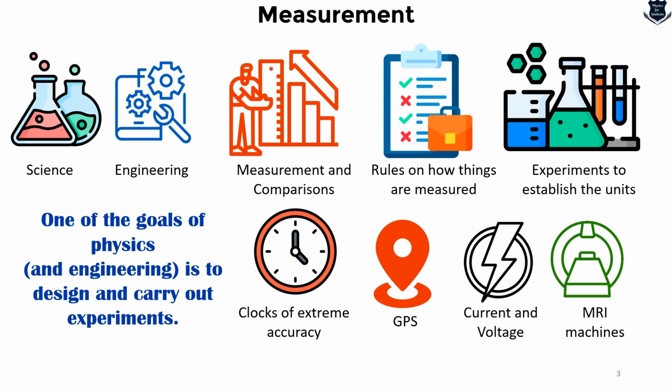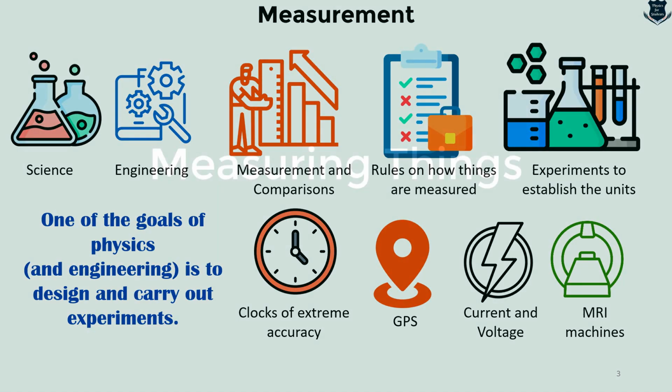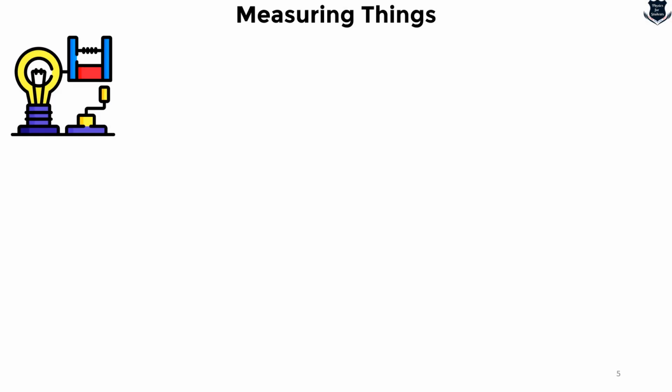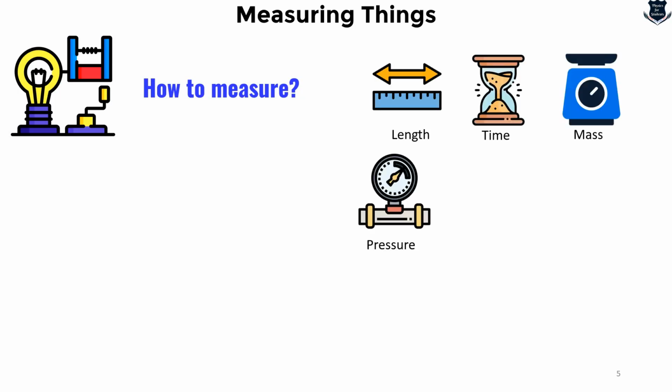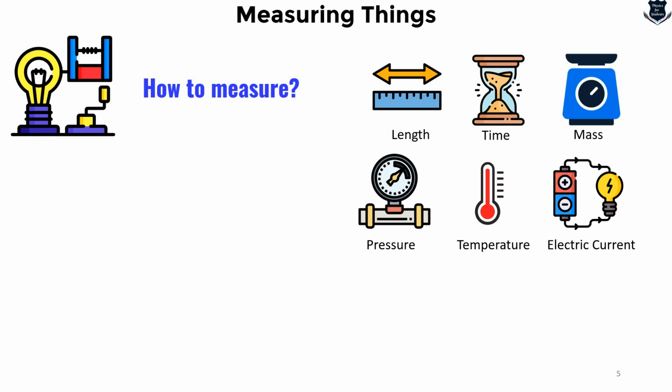Now, when we say that precise measurements are indispensable, we need to measure things. How do we do that? Coming up in the next part of the video: how do we measure things in physics? We discover physics by learning how to measure the quantities involved in physics. And among these quantities, very important ones are length, time, mass, temperature, pressure, and electric current.